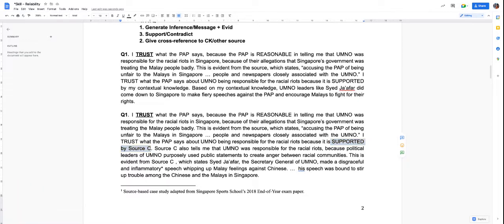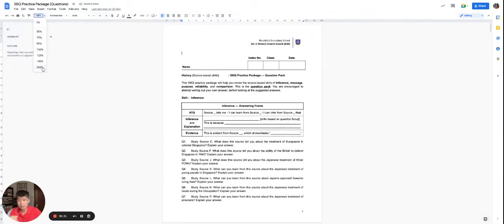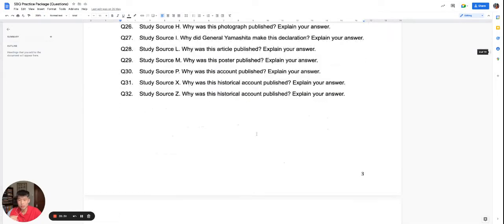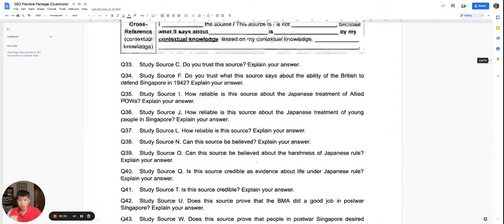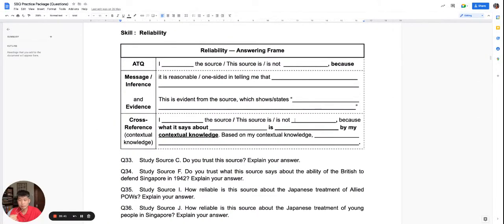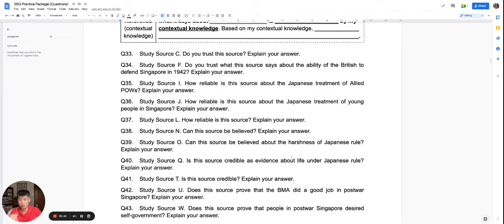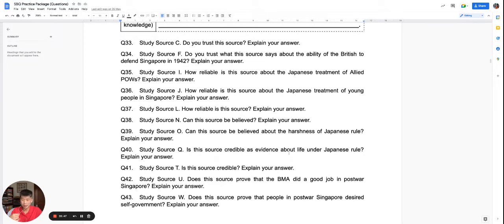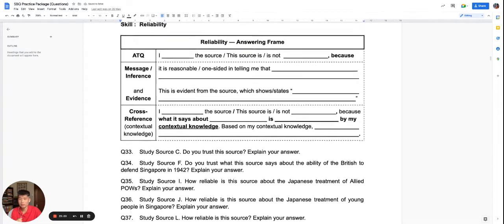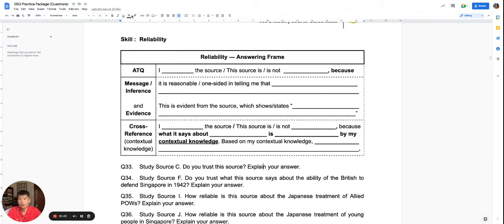How do you polish your judgment? Can I point you back to before the holiday, I gave you a source-based practice package. So you might remember seeing this huge package of questions. And on page 4 of this package, there are a whole set of 10 reliability questions. And I'll encourage you to go to this package and test out and practice your reliability answering, hone your judgment of how to evaluate, assess, and make a conclusion about the reliability of sources. Use this package. Okay.